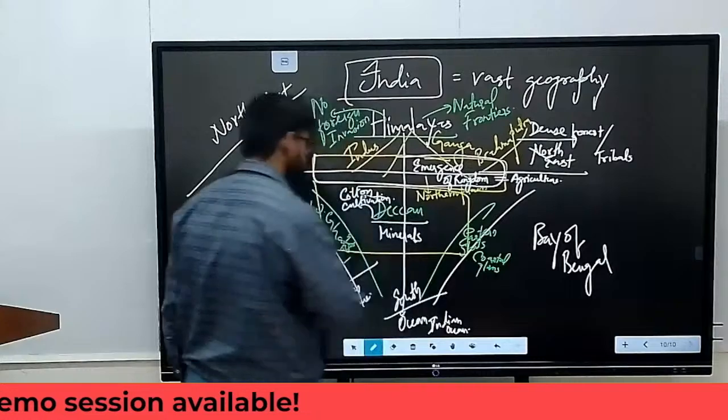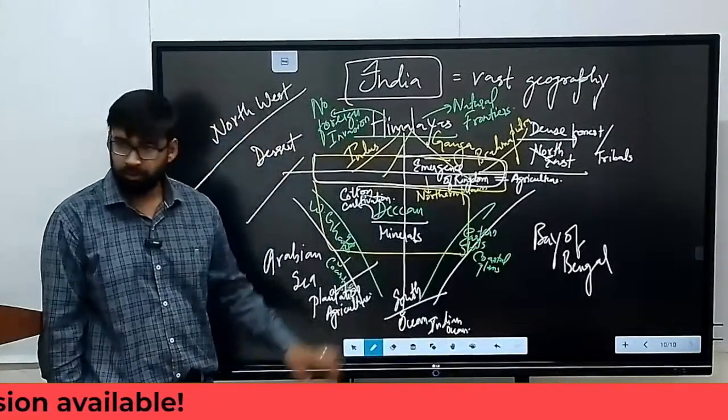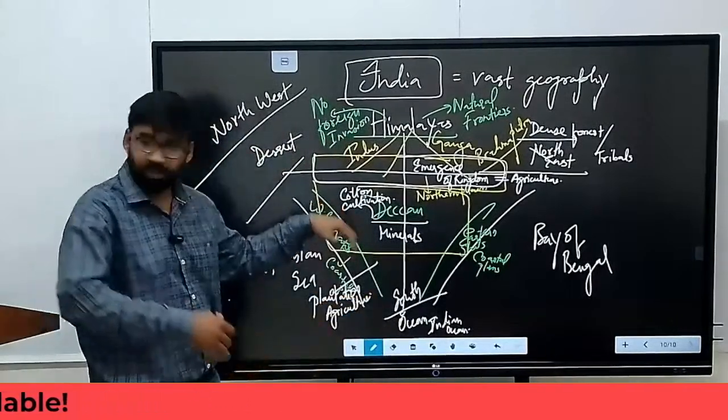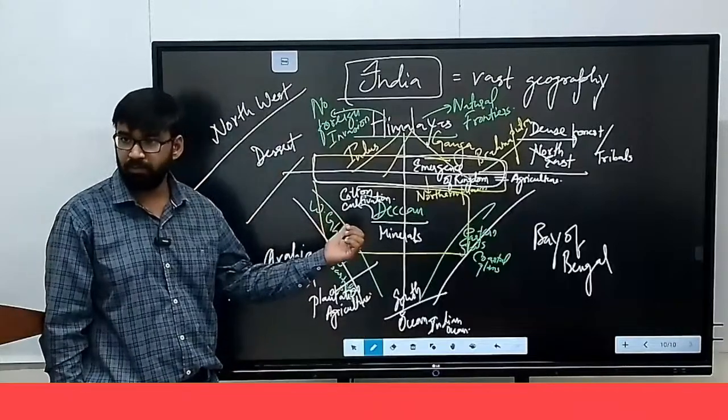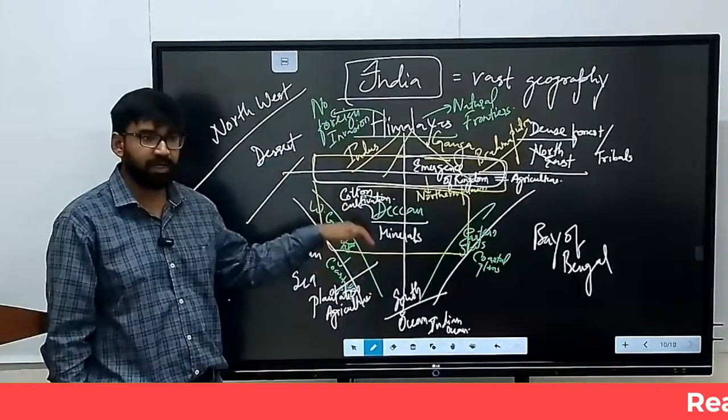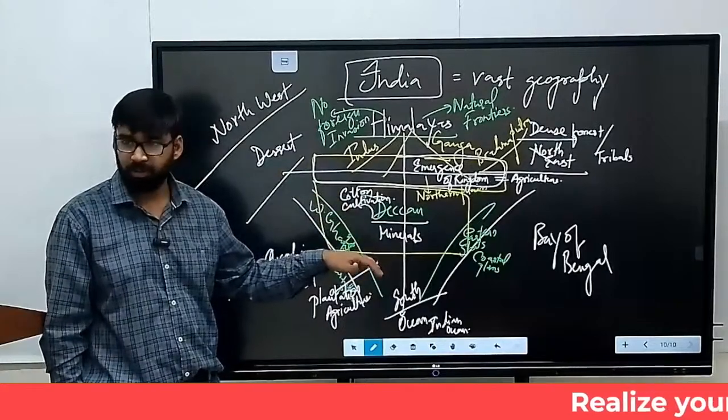Because of monsoon. Clear? Because in Western Ghats, hills are there, and from monsoon, they are getting water. So plantation agriculture will be established here. Clear?